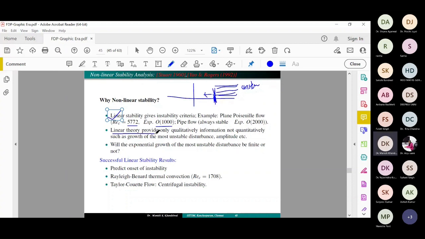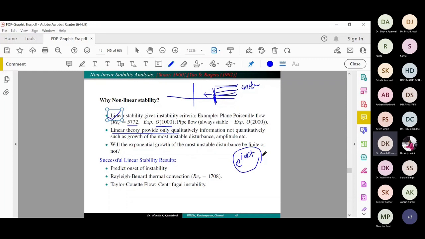Second, linear theory provides only qualitative information, not quantitative. We cannot declare the strength of the amplitude, growth, or magnitude. So we have to declare things qualitatively, with respect to the outputs in a physical scenario. But we have that a particular critical point is this, and beyond that the flow is unstable. That is very difficult to declare from linear stability analysis. Third is exponential growth, because we have taken e raised to the power iota alpha ct. The last one is the growth rate, so this is going to increase in an exponential way.